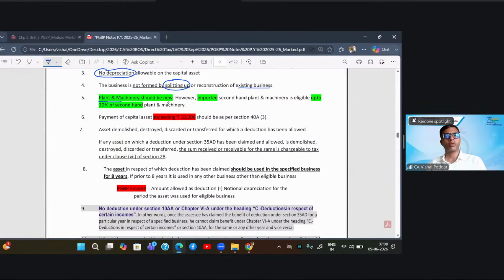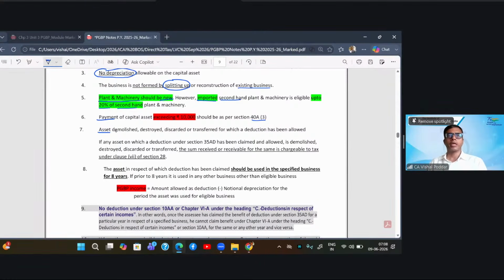Similarly, for this benefit, your plant and machinery should also be new. Imported is allowed to be second hand, or up to 20% second hand plant and machinery is allowed. Remaining should be new. Now, most important point, wherever you are making payment for this capital asset, and it will exceed 10,000, it should comply with the requirements of 40A(3). That is, the payment should be only by way of account payee cheque or draft, or through specified mediums.